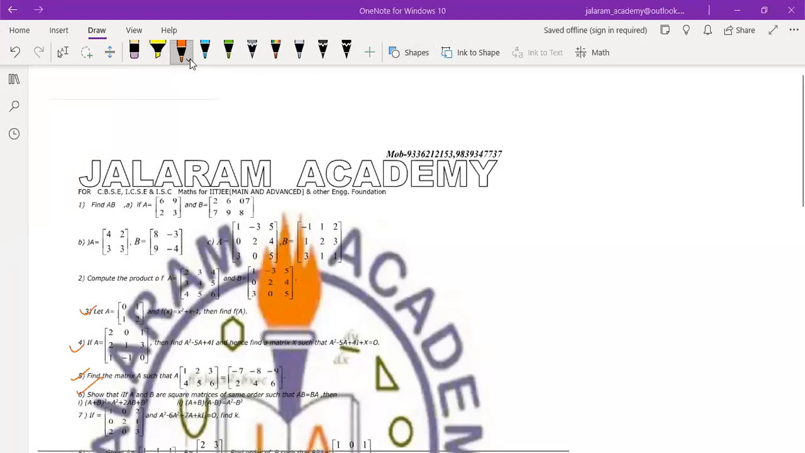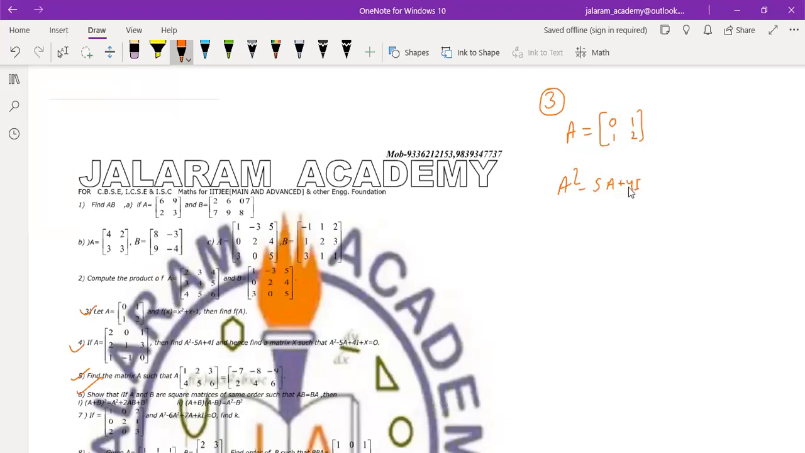Now we will discuss the important problems of matrices related to multiplication of matrices. Starting from this question number 3, given that A is a matrix of order 2 cross 2 with first row 0, 1 and the second row 1, 2. Find A square minus 5A plus 4I.